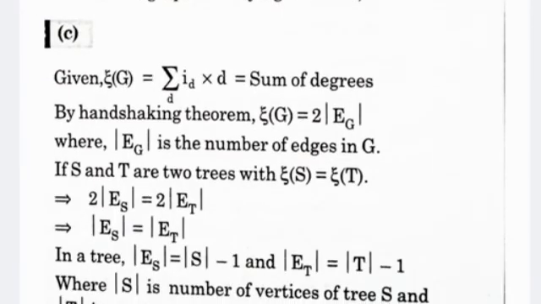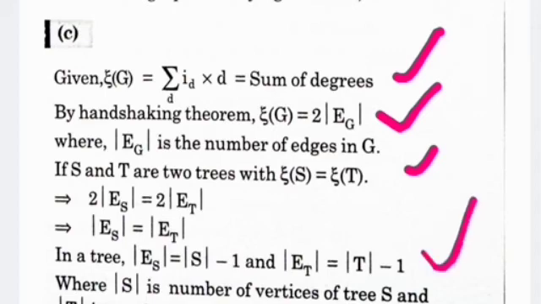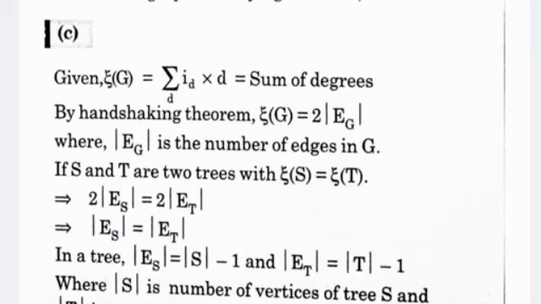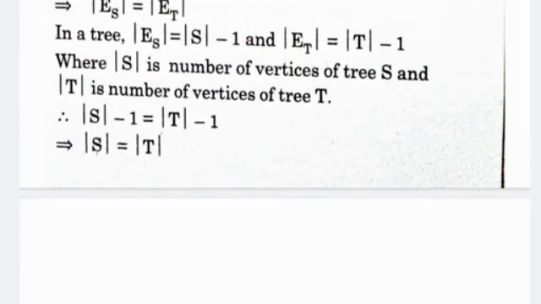Given psi(G) = sigma i_d times d, which is the sum of the degrees. By the handshaking theorem, psi(G) = 2E, where E(G) is the number of edges in G. If S and T are two trees with psi(S) equal to psi(T), then 2E_S = 2E_T, where E_S represents the edges of tree S and E_T the edges of tree T. Since E_S is equal to |S| minus 1 and E_T is equal to |T| minus 1, putting the values in the above equation we get |S| equal to |T|, which is the correct answer. Now come to the next question.